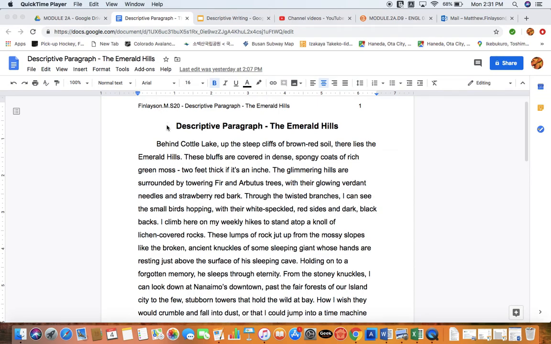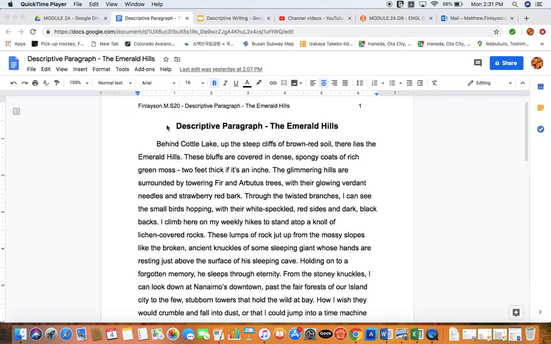Alrighty, so today's work is on descriptive writing, and in particular descriptive paragraphs. As promised, I'm going to go through what an example of the writing assignment for today would look like. I've written this example paragraph. I'm just going to go through it, read it with you, and then talk a little bit about it.